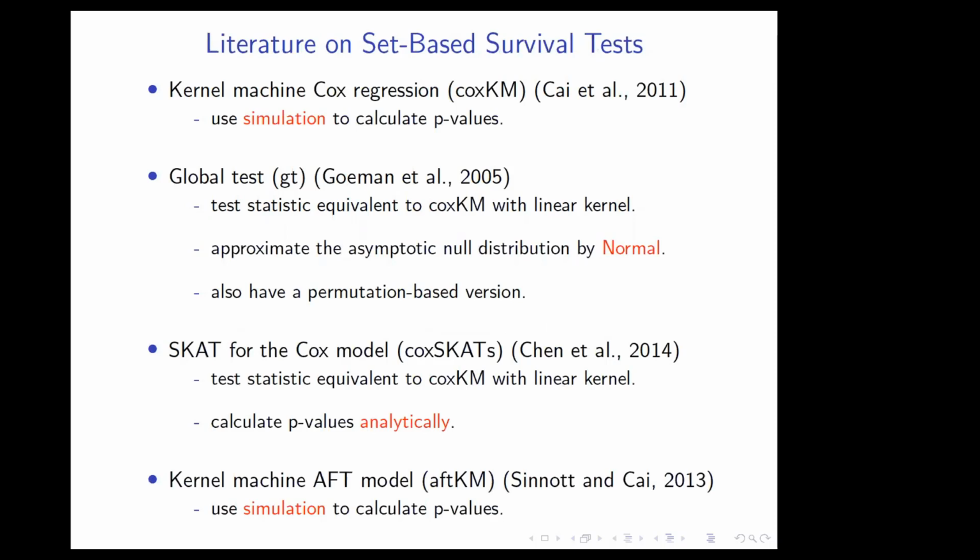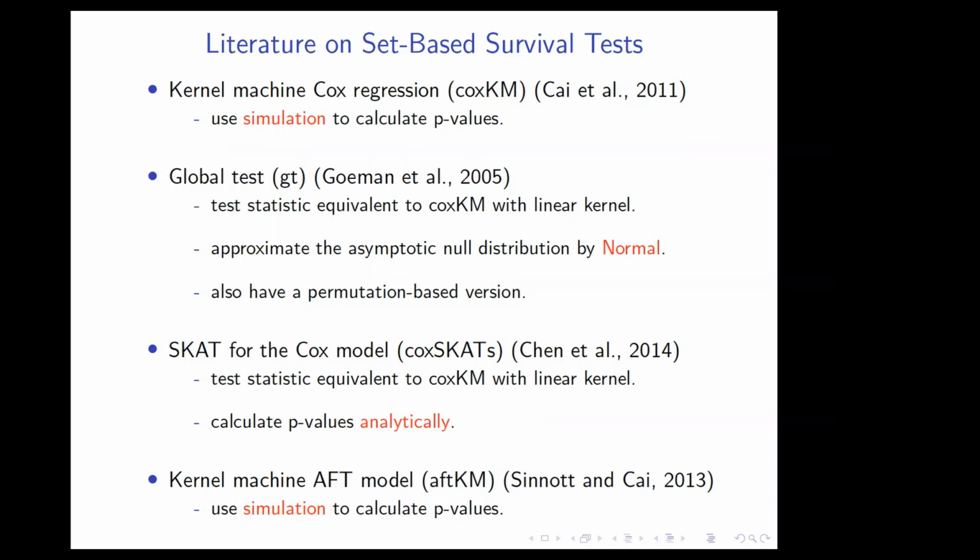In the literature, there are already set-based survival tests. There are four major set-based survival tests. The first one is called coxKM. It's based on a kernel machine Cox regression. It uses Monte Carlo methods to calculate p-values. The second one is the global test. The test statistic of the global test is a special case of coxKM. It is the coxKM statistic with linear kernel.